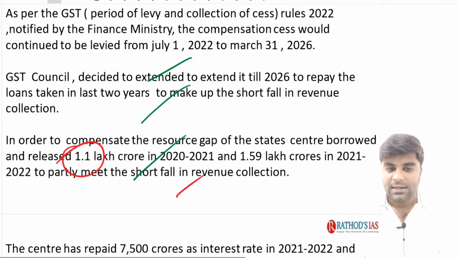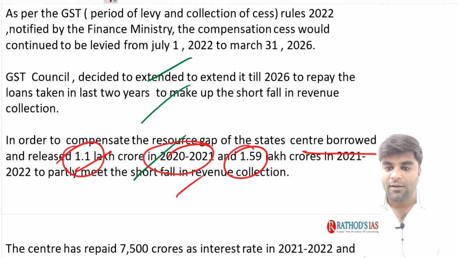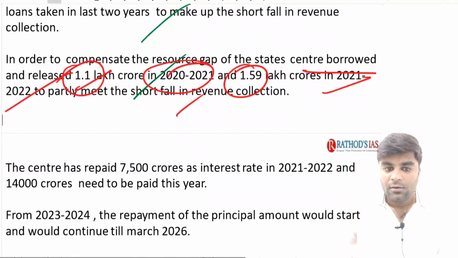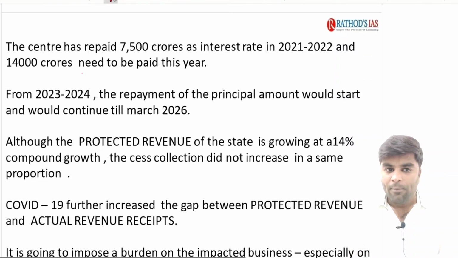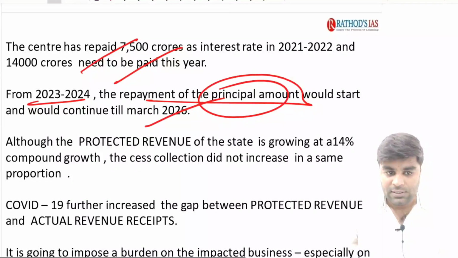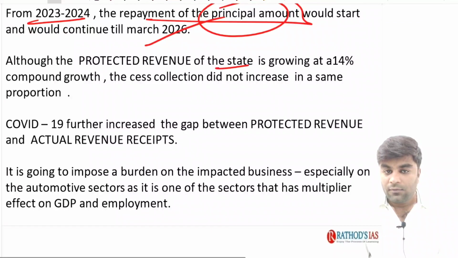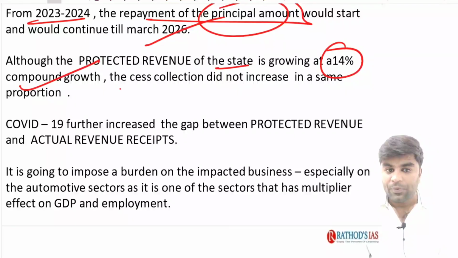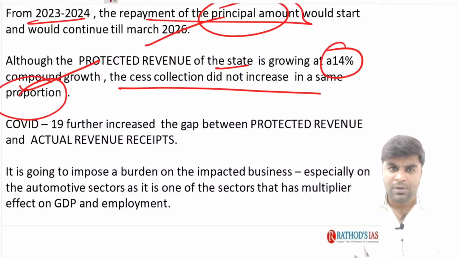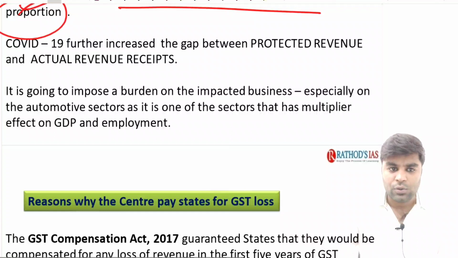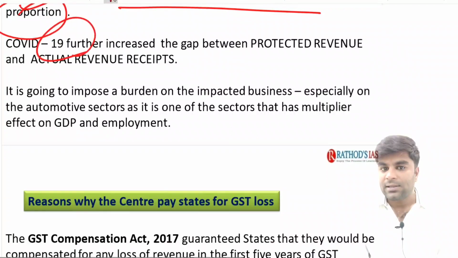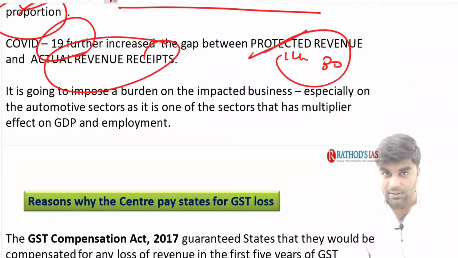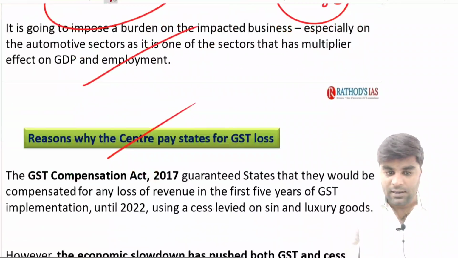See, I said the center has borrowed about 1.1 lakh crores in 2020 and 1.59 lakh crores in 2021, right? To meet the shortfall in the revenue collection. They have paid the interest so far, and from 2023 they have to pay back the principal amount till March 2026. So, although the protected revenue of the state is growing at 14%, the cess collection did not grow in the same proportion, because during the COVID-19 pandemic, the goods were not sold. So, COVID-19 further increased the gap between the protected revenue of 114 rupees and the actual revenue collected of 80 rupees in our example, right? All these things we have discussed very clearly.